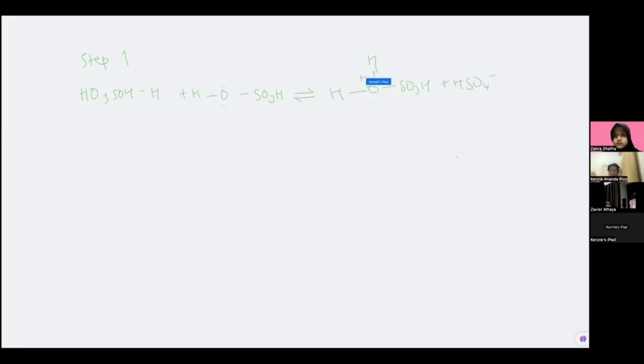Okay, so this is the first step. The second step is that an H2O molecule gets removed from the conjugate acid of sulfuric acid to form SO3H plus. If we draw the structure, it will look like this.